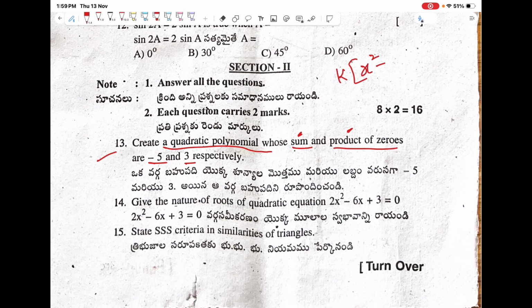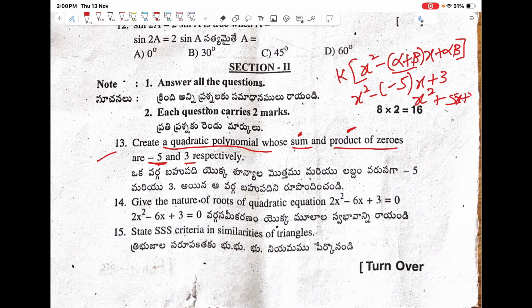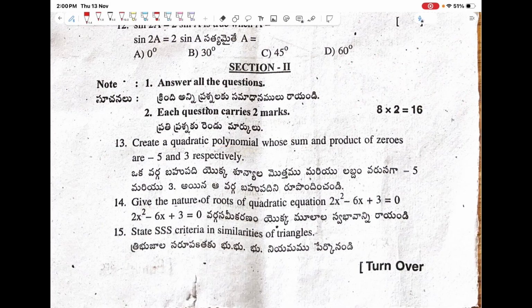K of x square minus (alpha plus beta) into x plus alpha beta. Here x square, let K equal to 1, minus the sum of the zeros. The sum of the zeros is given as -5, so directly you write -5 in the place of alpha plus beta, and the product of the zeros is mentioned here as 3. Let us simplify. Then it becomes x square minus of minus 5, so x square plus 5x plus 3 equals 0. This is the quadratic polynomial which is required.